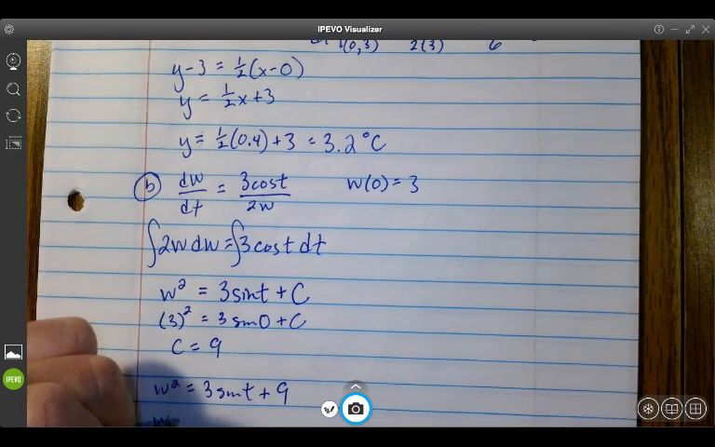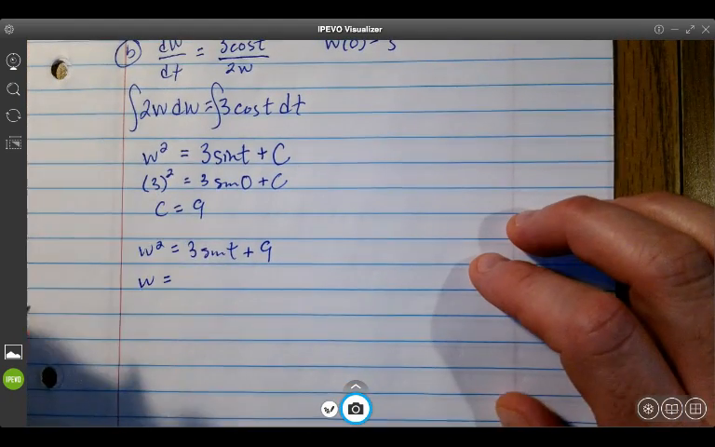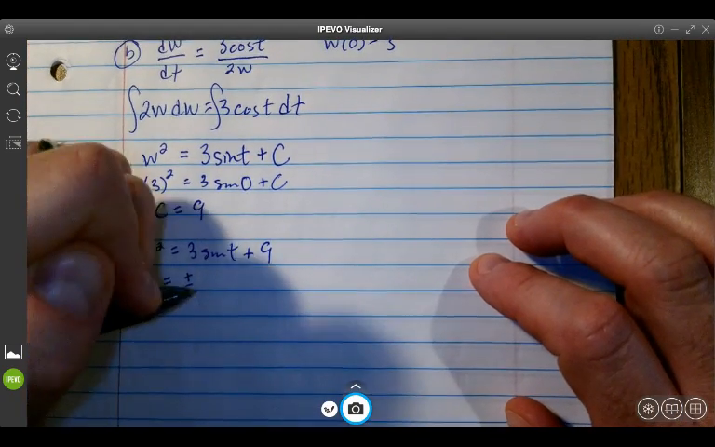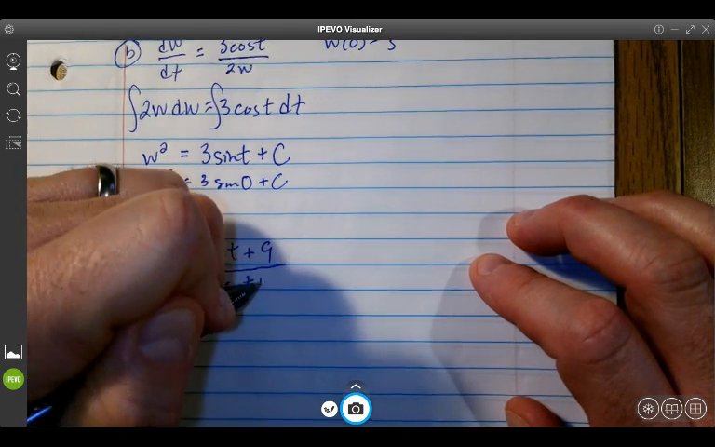And so I want to solve. So w would be equal to, well, remember, we need to take the square root. When we take the square root, we have to include a plus or minus. So plus or minus the square root of 3 sine of t plus 9.